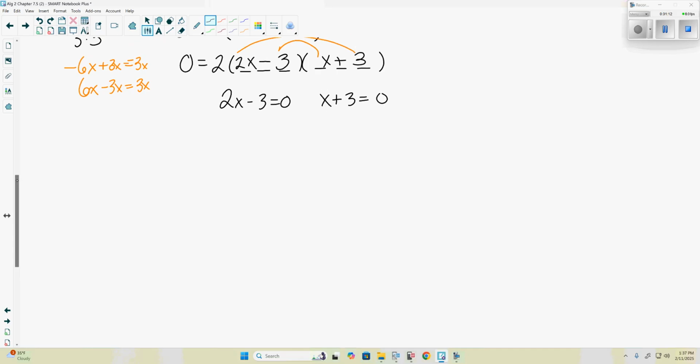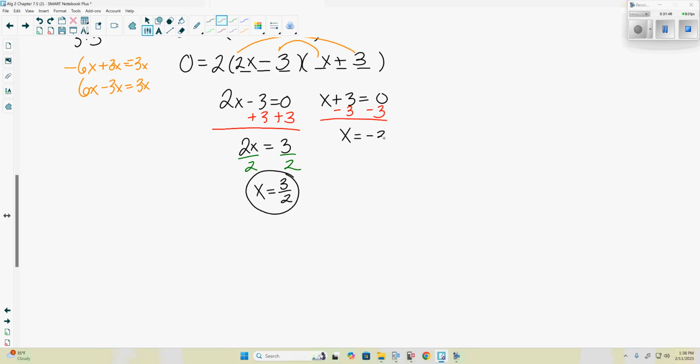As we do have two or more things multiplied together to equal 0, one of them has to be 0. So with the 2x minus 3, we can add 3 to both sides, telling us that 2x is equal to 3. Divide both sides by 2, telling us x is positive 3/2. For x plus 3, we can subtract 3 from both sides, telling us x is negative 3.